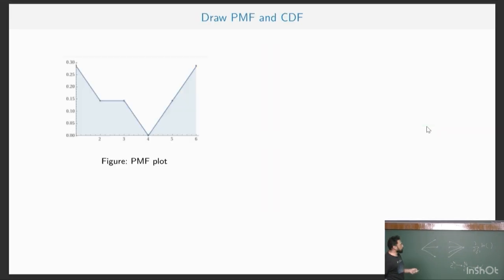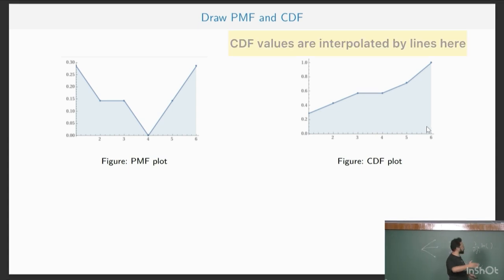So I can draw the PMF and CDF values. The PMF values are these. I have just plotted them. This was I guess 2 over 7, 1 over 7, something like that, and for 4 it was 0. So I've just plotted these values, a histogram plot. And then the CDF values are the cumulative probability. So cumulative up to 1, I guess it's 2 over 7, and then cumulative up to 2 is 3 over 7, I guess, and so on.